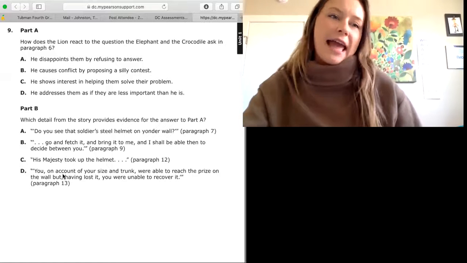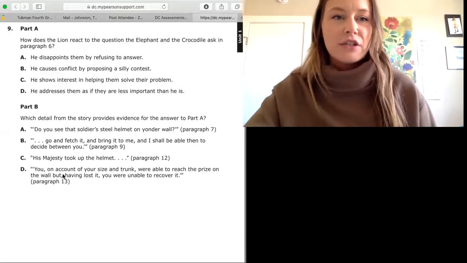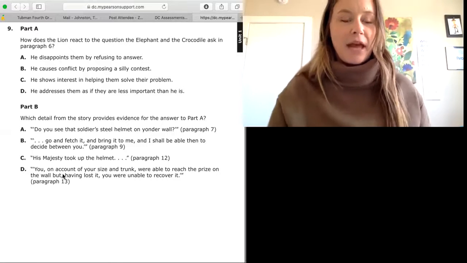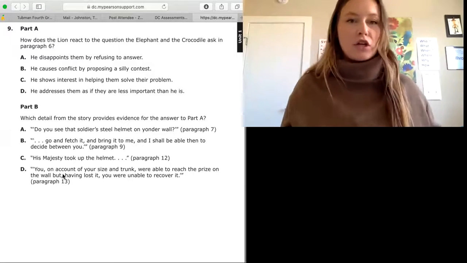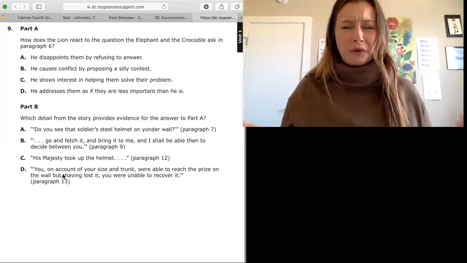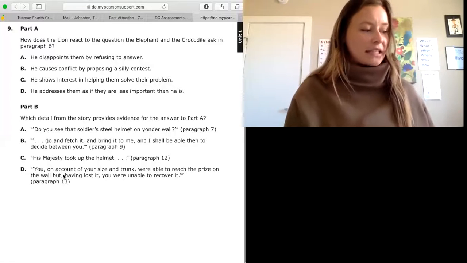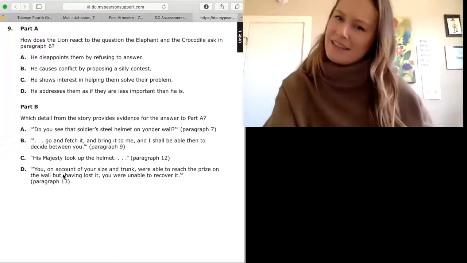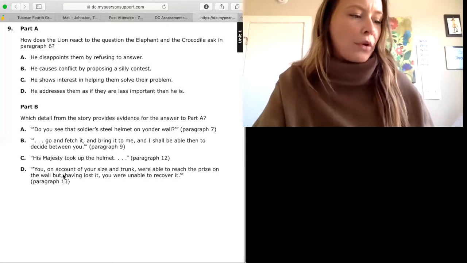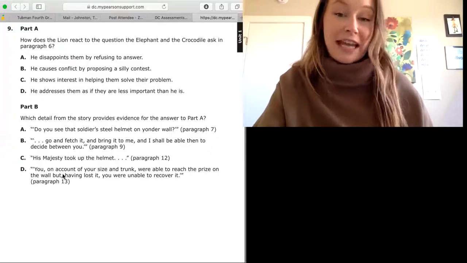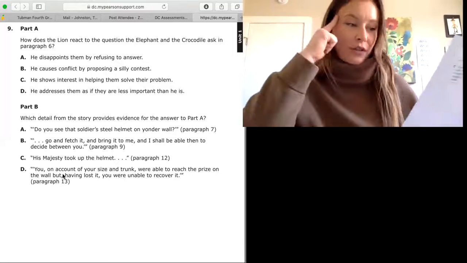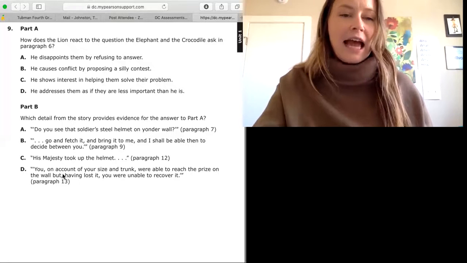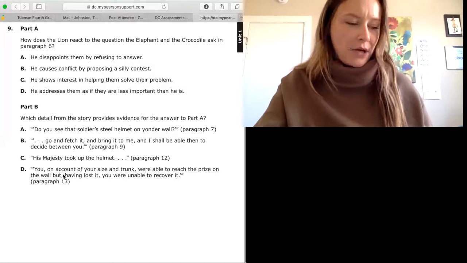9, part A. How did the lion react to the question the elephant and the crocodile ask in paragraph 6? So if I'm like, ooh, what question did they ask in paragraph 6? I'm going to go back to my text. I'm going to remind myself, what question did they ask in paragraph 6? "Will you kindly tell us which animal's better?" So they asked the lion which animal's better. And I'm going to think, how did he react?